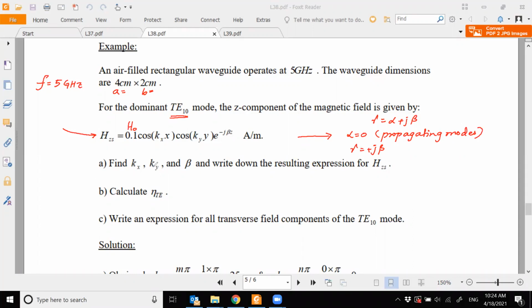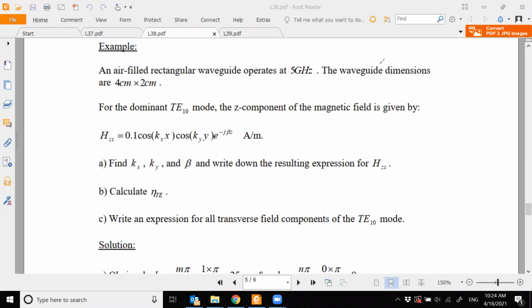Okay, so what we need to find? We need to find Kx, Ky, the phase constant beta, and then we need to write the expression of HZS, and then we need to find the intrinsic impedance, and then we need to find the expressions of all the transverse field components of my TE1,0. So how should I go? So first we will find Kx and Ky.